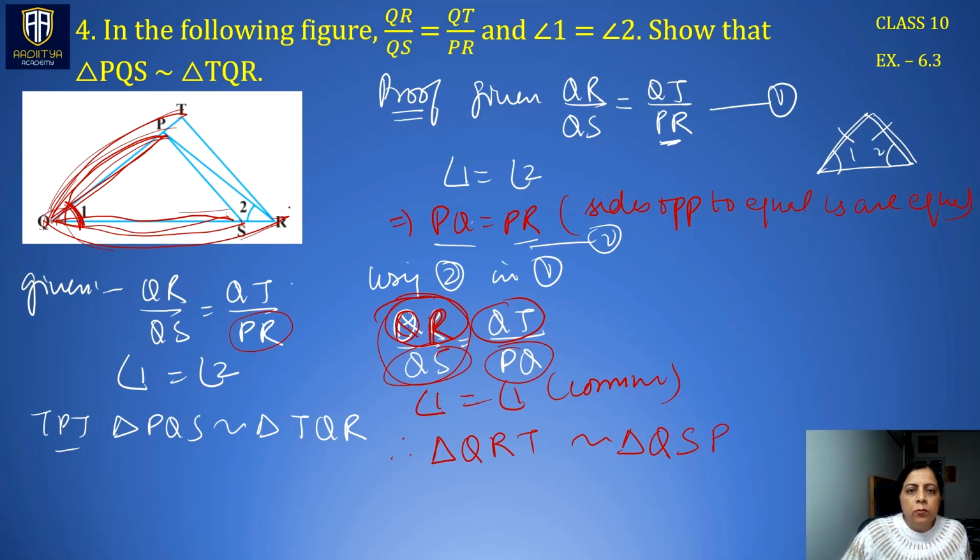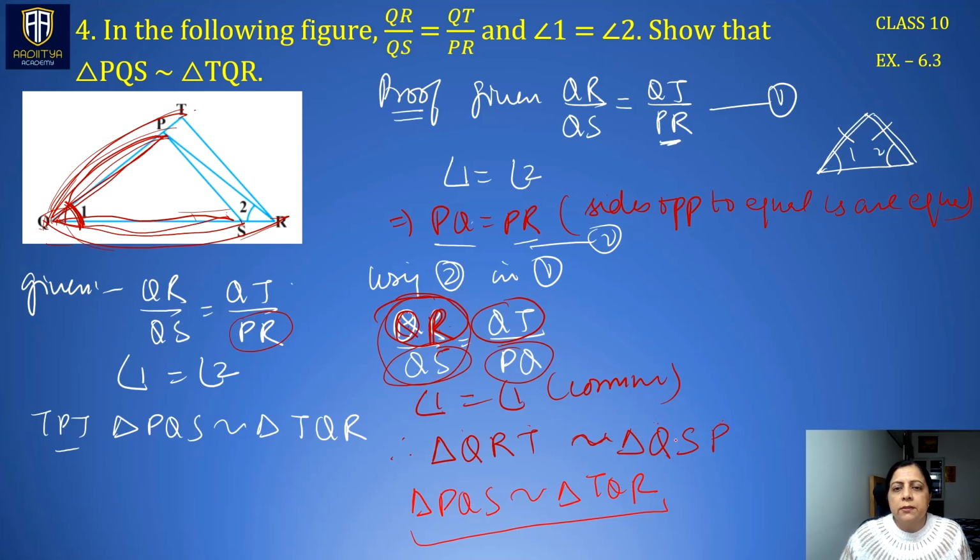QRT is equivalent to QSP. So we have triangle QRT similar to triangle QSP, and we required it in this order, that means the same only. If we change the order here, like we required PQS is similar to triangle, here we have changed PQS, so we have TQR, right? So this is what we had to prove. And this is done by which similarity? This is SAS similarity, as we have used the ratio of two sides, pair of two sides, and the included angle. So it is SAS similarity.